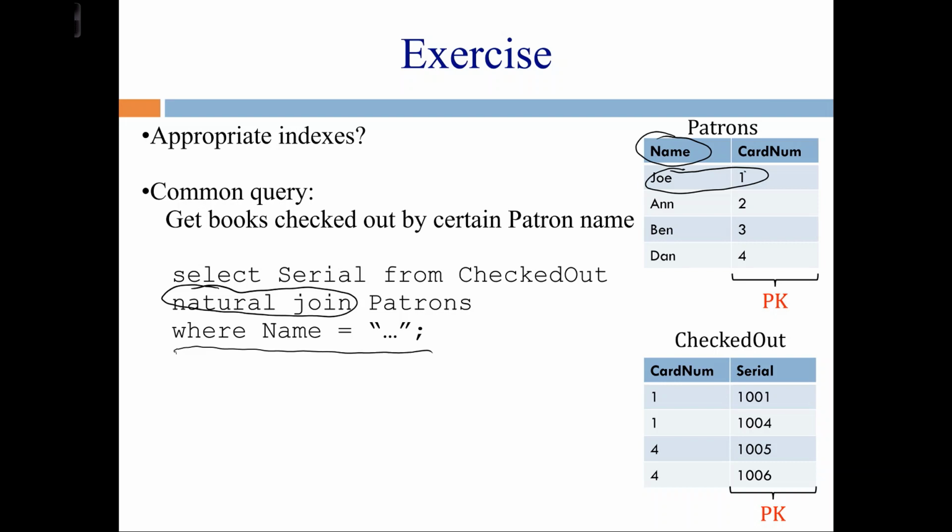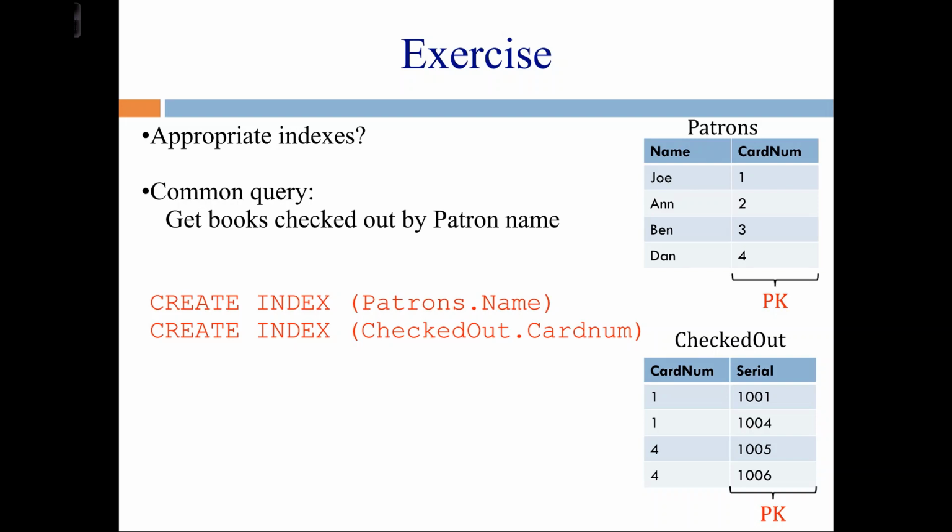No. We need to take this cardnum and do a lookup in that table, and that table does not already have an index on cardnum. So we would also want to add an index on checkedout.cardnum. So the query will start by using the name index to quickly find the patron. It'll take that cardnum and then use the checkedout.cardnum index to quickly find the book. And then we can just select out the serial numbers. So those are the two indexes that we would need to create to make this query fast.